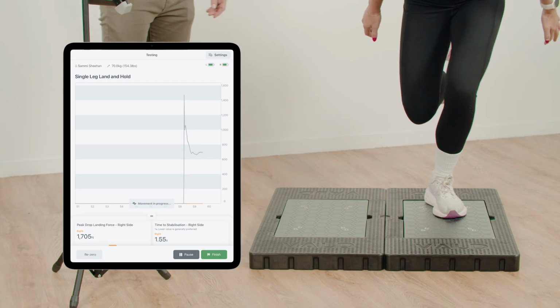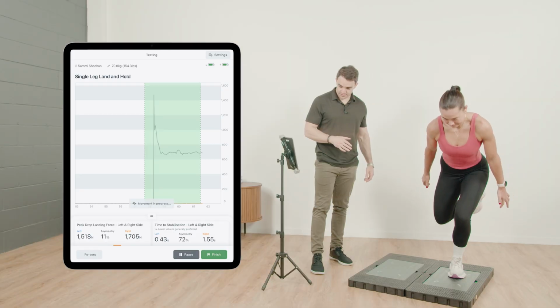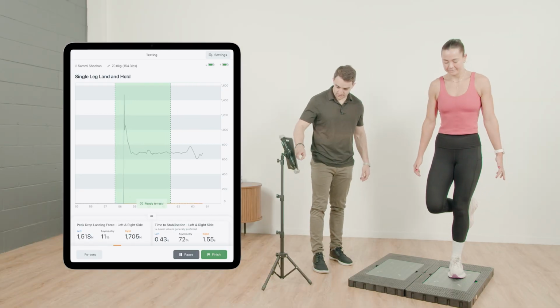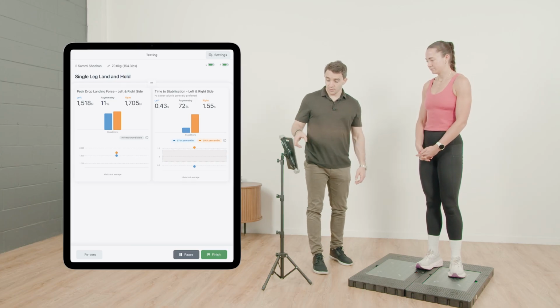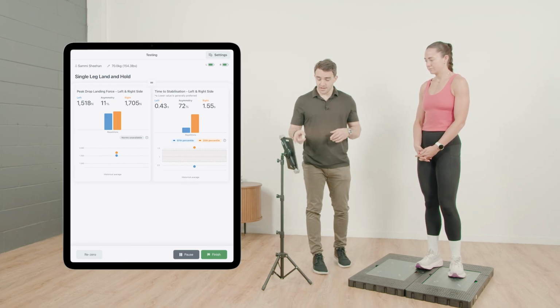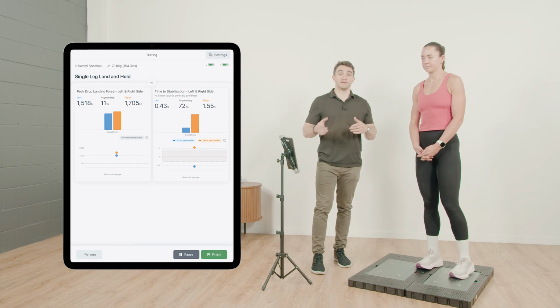Good, hold, hold, stable, stable, stable, and relax. Perfect. So let's look at the results. Awesome, so we can see the comparison here between time to stabilization on both sides, as well as the peak drop landing force on both the left and the right limb.